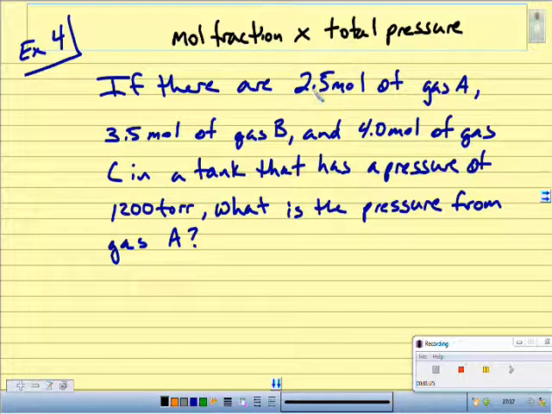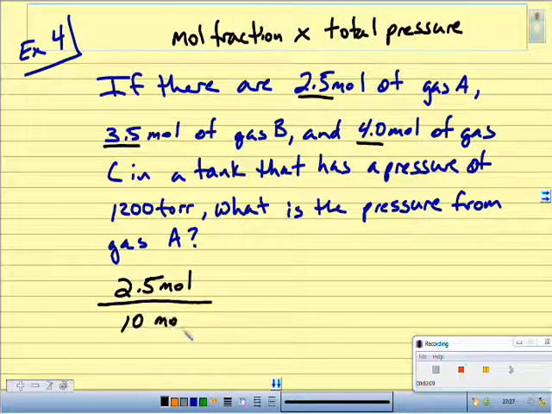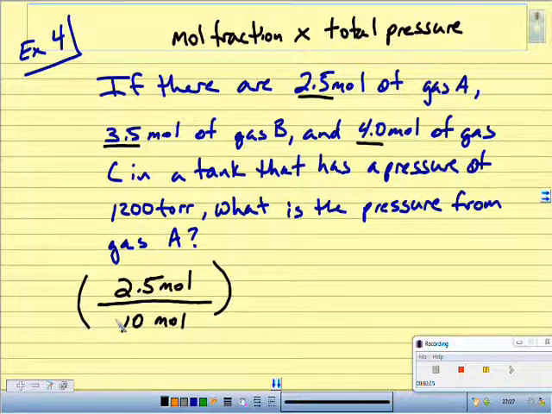Well, to get the mole fraction, it's the part. For gas A, I've got 2.5 moles. We're going to divide that by the total number of moles, which is 2.5 plus 3.5 plus 4.0, which is 10 moles. So I'm going to take 2.5 divided by 10, and I'm going to multiply that by the total pressure, which was 1,200 torr.